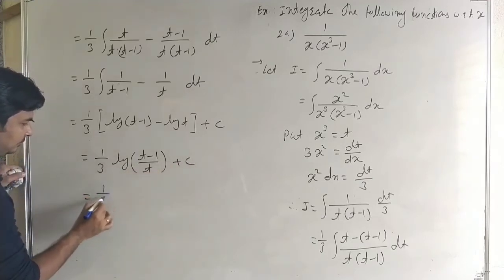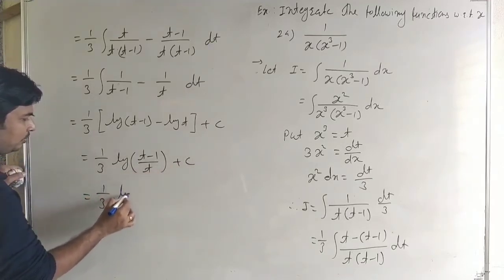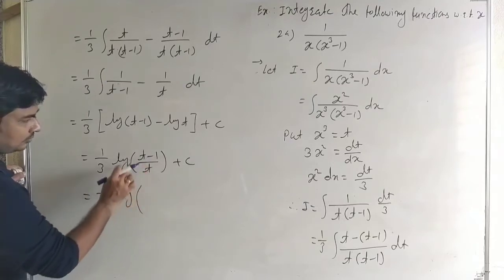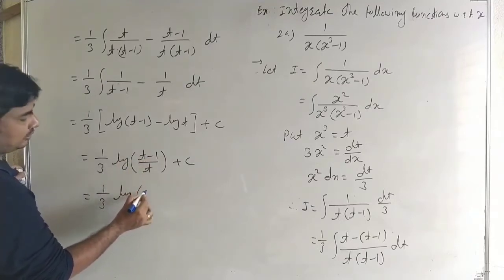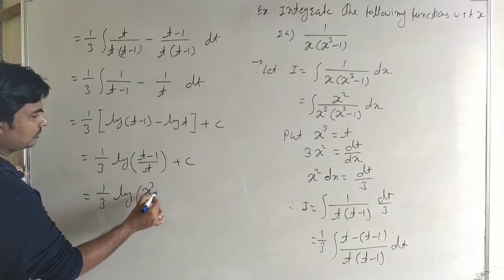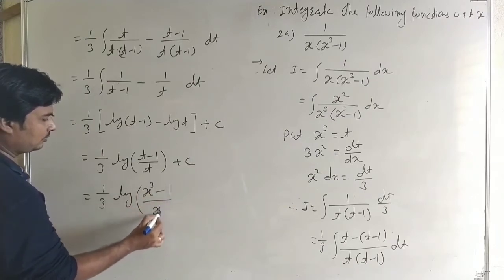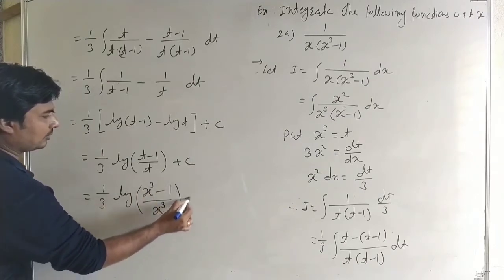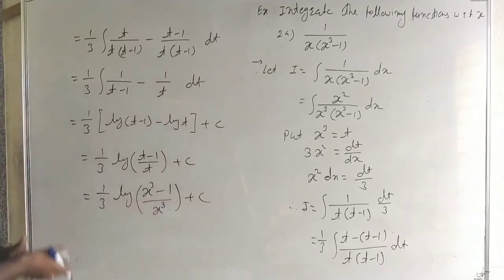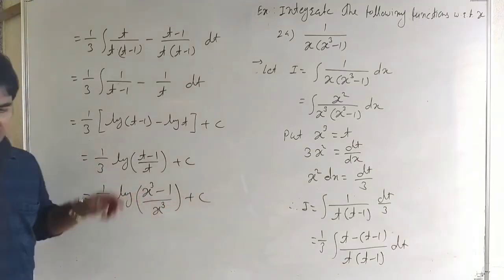Then 1 by 3, put the value of t. Here t is x cube, so it is log of x cube minus 1 upon x cube plus c. See carefully, this is the last answer.